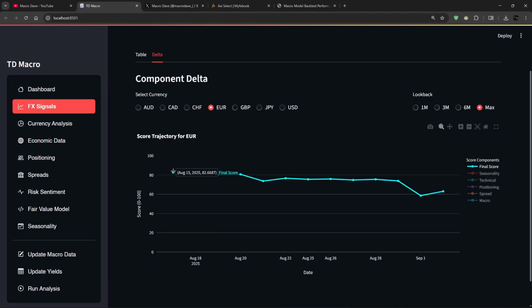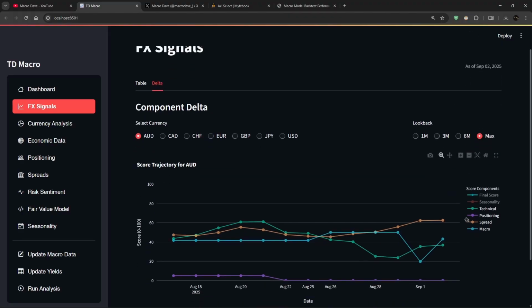And you can see that on August 15, the final score was 82. And today, September 3, the final score is 63. So the score for euro is going down. So this is not a bullish sign, even though euro is bullish in my system.